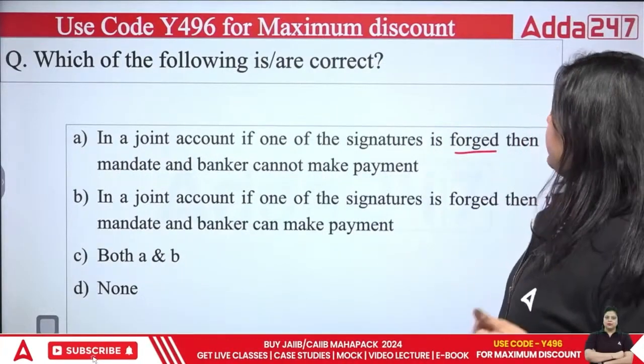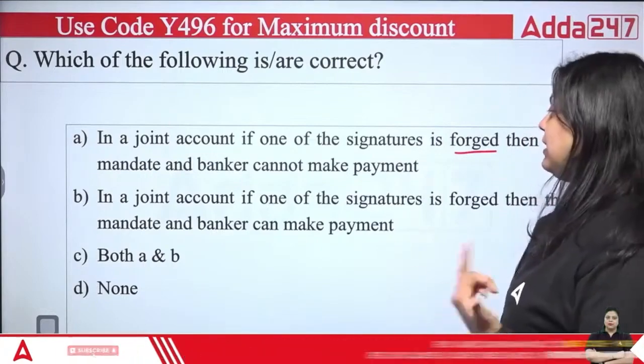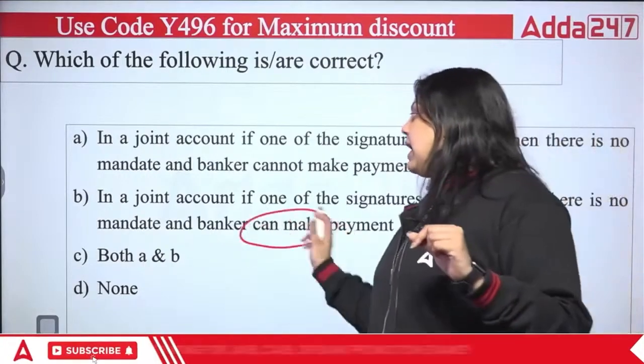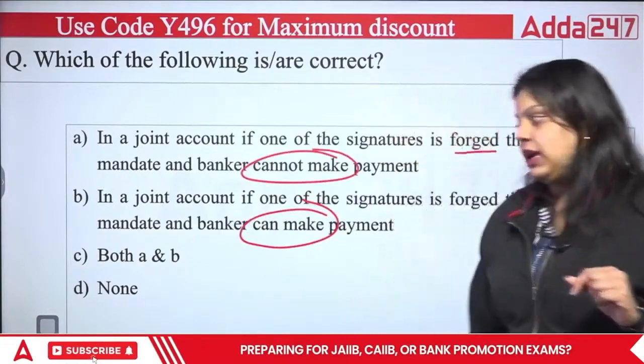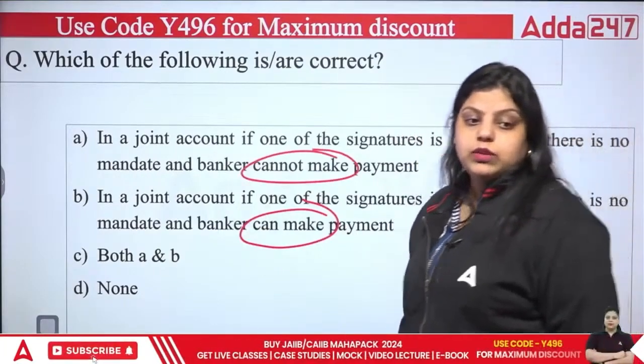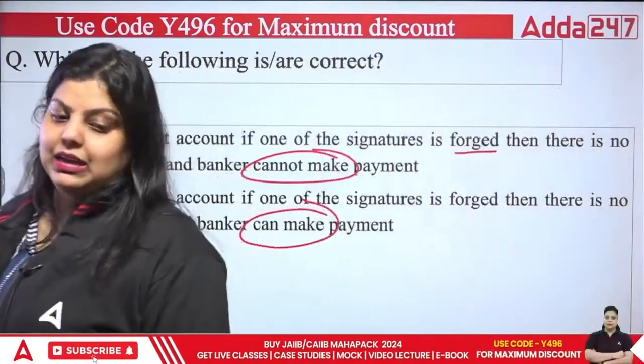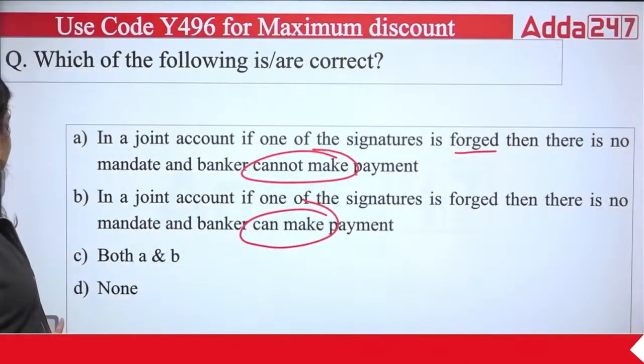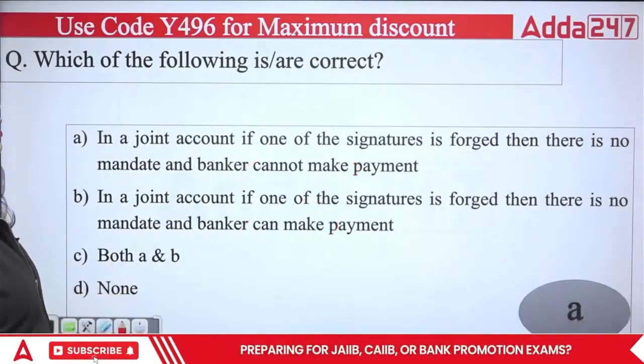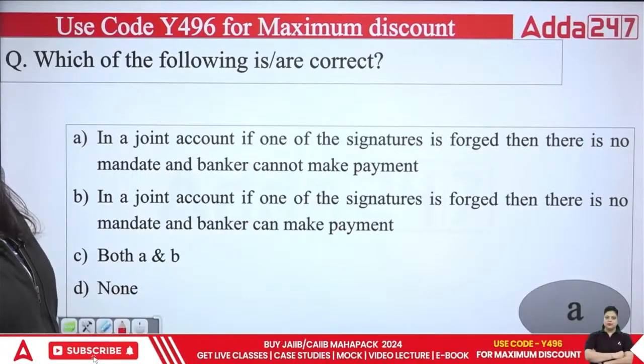Second, in a joint account, if one of the signatures is forged, then there is no mandate and the banker can make payment. Can make payment or cannot make payment? Both A and B or none? It's very obvious, if your signature is forged, the banker cannot make the payment, right? So the right answer will be your A option. The banker cannot make the payment. The right answer we have is A.